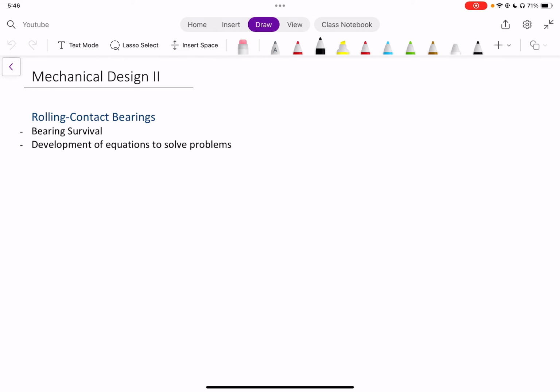So what we're going to do in this lecture is go over what happens if we have a change in reliability goal. So far in the first video in this module, what we looked at was everything for a certain reliability and for a certain force requirement on our bearing, but we haven't looked at what happens if we want a higher or lower reliability.